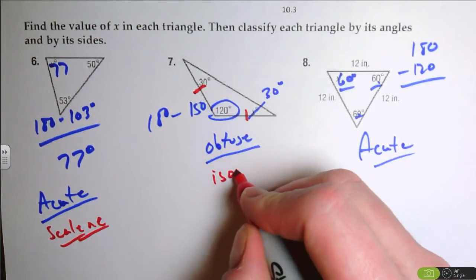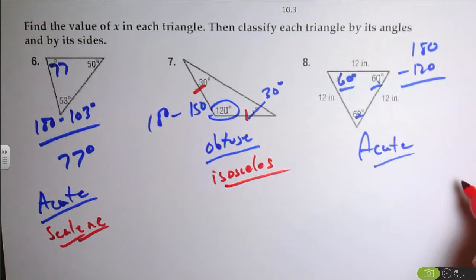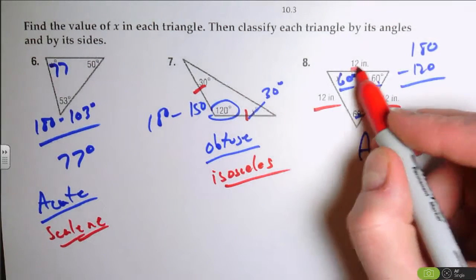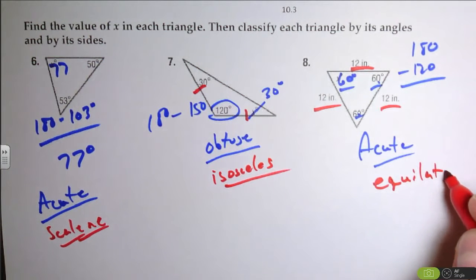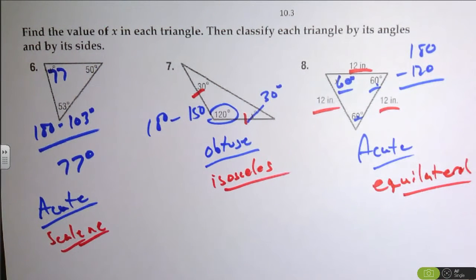Okay. Number 7, notice they have the 2 marks here that tell us 2 sides are the same. So that's isosceles. Okay. And then number 8, notice all the sides are the exact same, so that means it is equilateral. Okay. Yeah, I almost forgot that whole part.